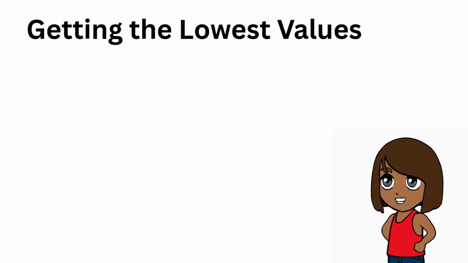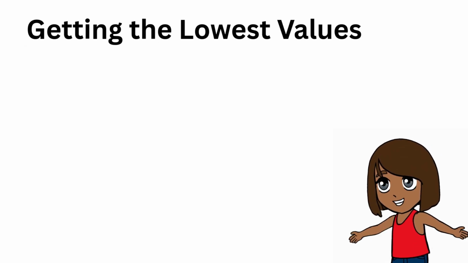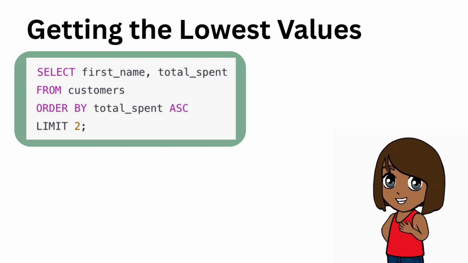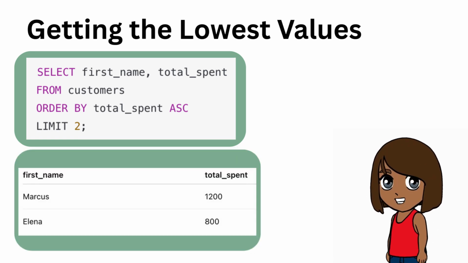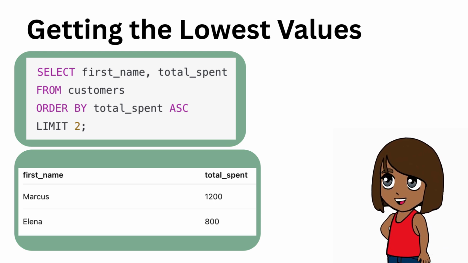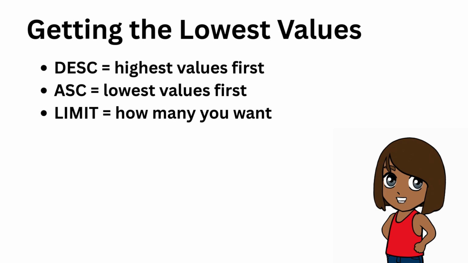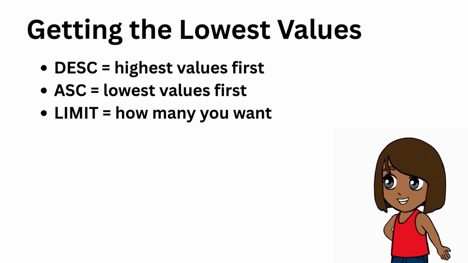If we instead want the lowest 2 spenders, we can do select first name, total spent from customers, order by total spent ascending, limit 2. Now, SQL sorts smallest to largest first, then limits to 2 rows. So remember, descending equals highest values first, ascending equals lowest values first, and limit equals how many you want.